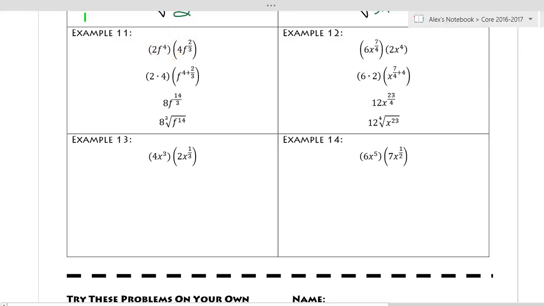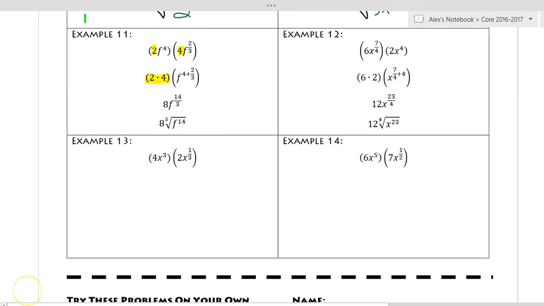If I look at example 11, in this problem we're going back to what we did in 1a. We have to multiply our two terms together. So in this one, I have a coefficient and a coefficient. I multiply those two coefficients together. Then I have f as a base in both of these. Remember, your base doesn't change. Then I'm adding together my exponents, so 4 plus 2/3. So 2 times 4 is 8. Again, my base doesn't change, and 14/3 is my exponent.